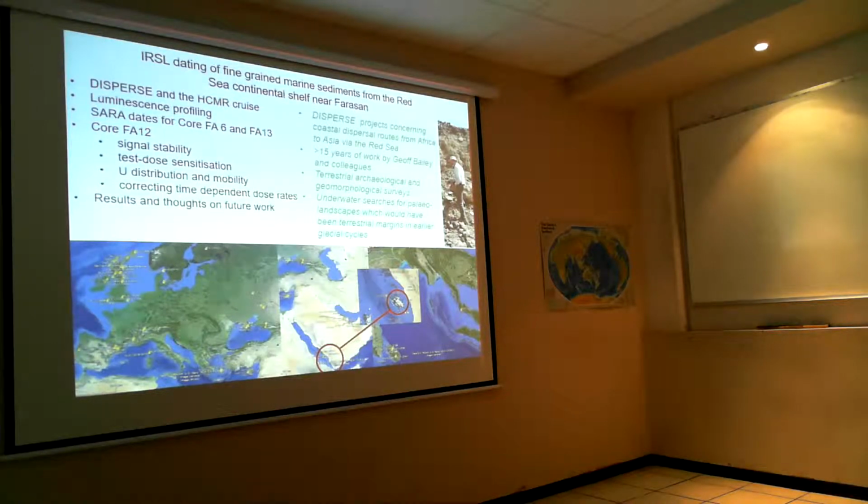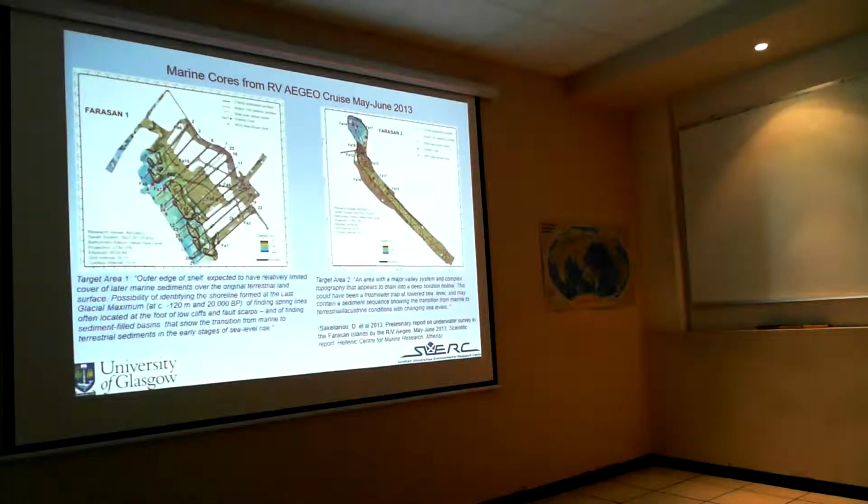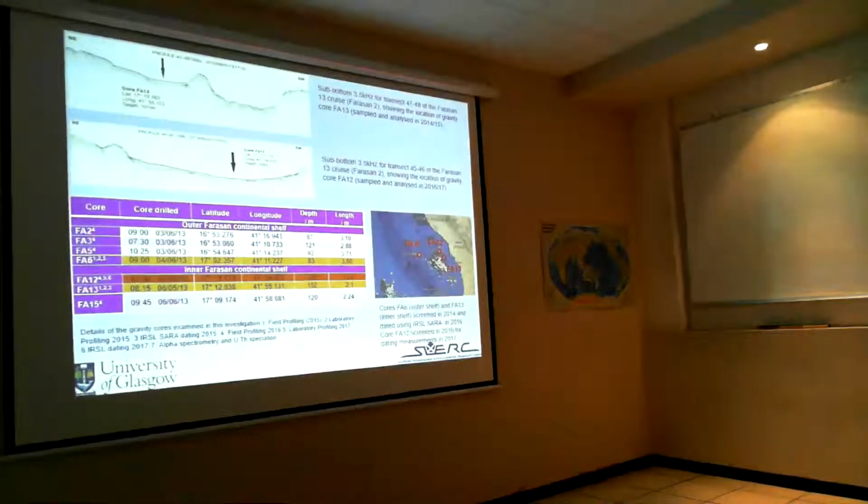And he has conducted a series of searches both in the littoral fringe today, but also in the underwater paleolandscapes, which would have been the terrestrial landscape at the height of the Ice Age, where the sea level was 100 meters lower. So a cruise was organized by the Hellenic Marine Research Center in 2013 to look at the Farasan Islands in the southern area of the Red Sea, just north of the Yemeni border, with a series of 18 cores collected from the inner and outer shelves. Here are the islands.